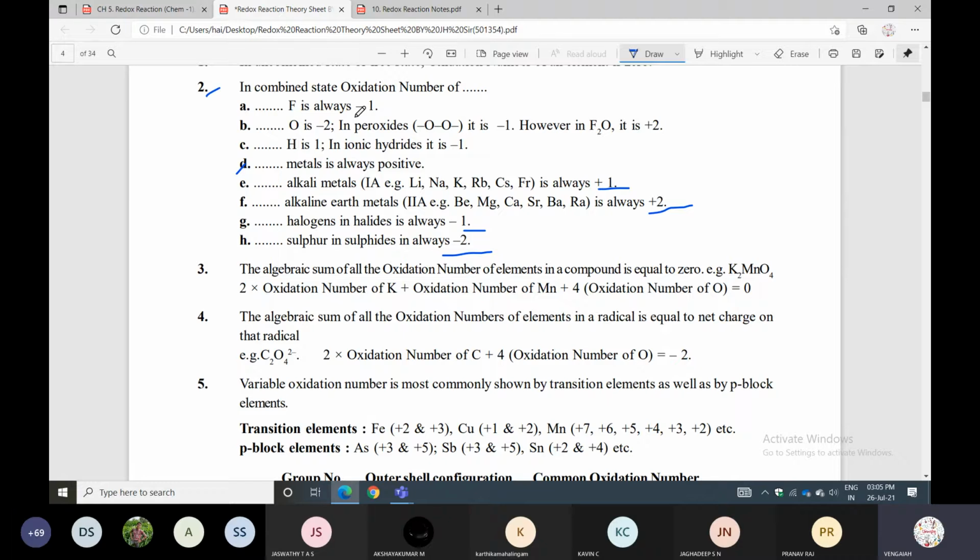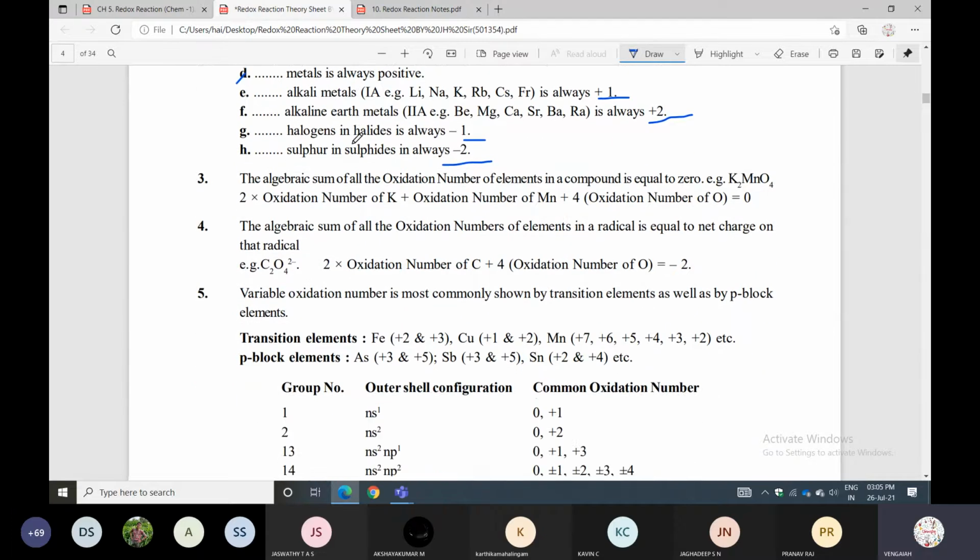Variable oxidation number is most commonly shown by transition elements as well as by p-block elements. So transition elements, what is there? Fe containing +2 and +3, copper containing +1 and +2. Next one is Mn containing +7, +6, +5, +4, +3, +2. P-block elements: arsenic containing +3 and +5, antimony containing +3 and +5, tin containing +2 and +4, like that will be given.